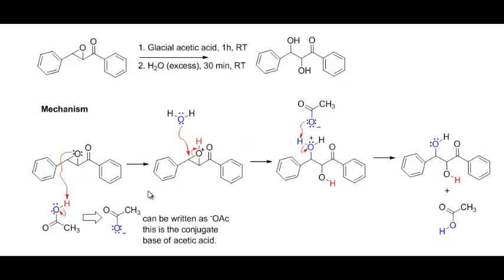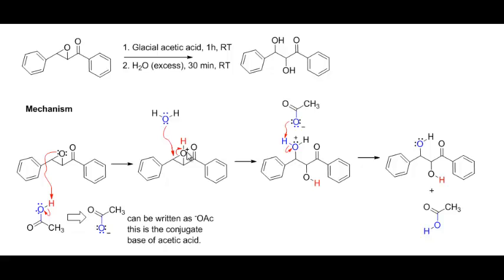Here is my epoxide. The acetic acid is going to provide a proton, and you're going to do proton transfer between the epoxide and the acetic acid. Remember, this is an acidic proton, pKa of about 4.76. So the oxygen here is going to deprotonate the acetic acid, and the conjugate base of the acetic acid is shown here. We call that the acetate anion. This can also be written as OAc. Once the proton transfer happens, the epoxide is now activated.